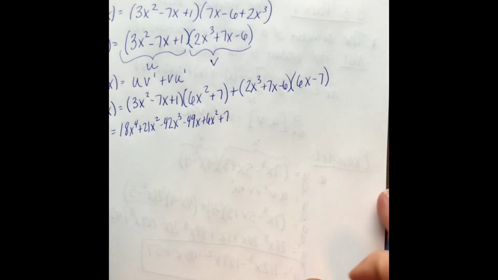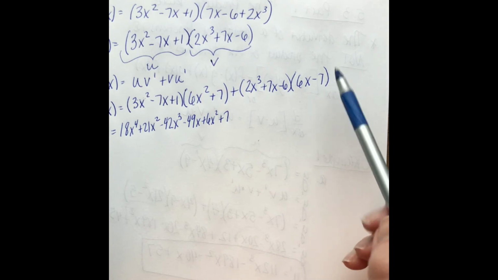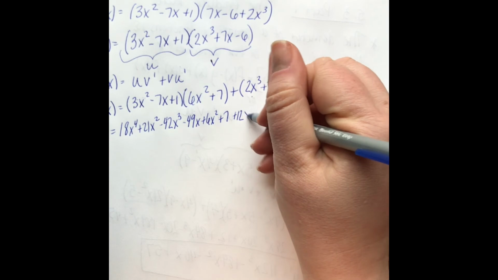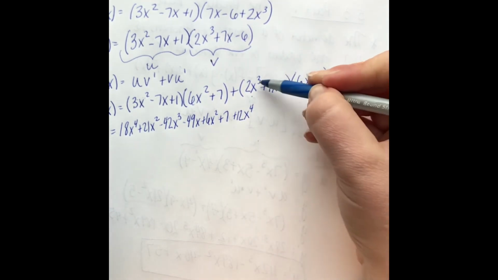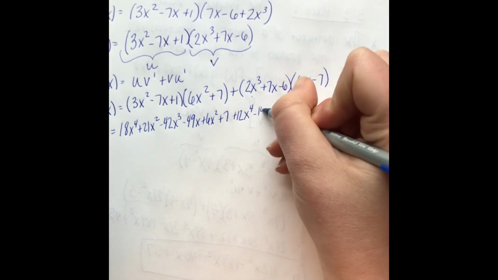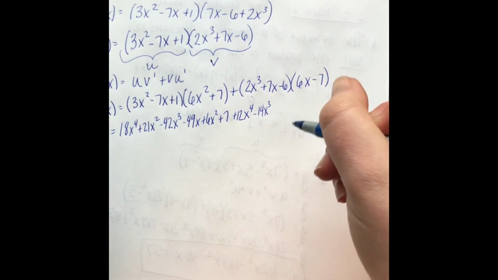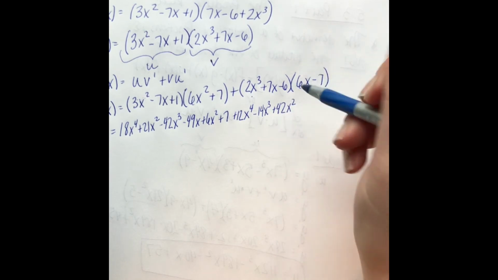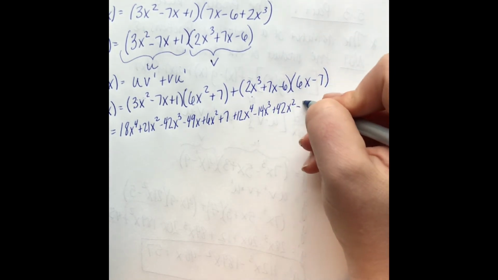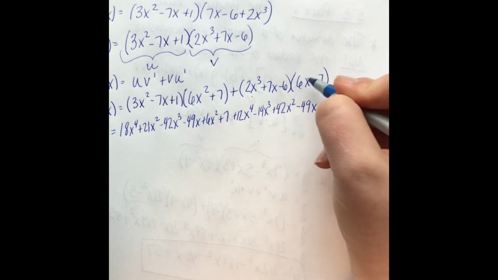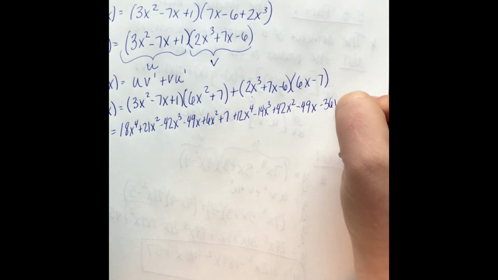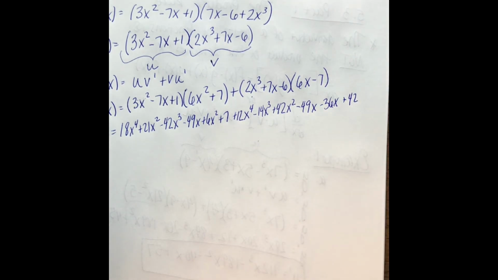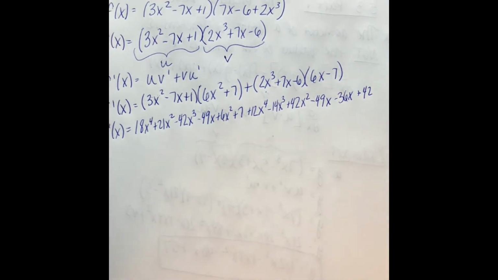Good. Now we're going to do the same idea over here. 2x cubed times 6x is going to be plus 12x to the 4th. 2x cubed times 7 is negative 14x to the power of 3. 7x times 6x is plus 42x squared. 7x times negative 7 is minus 49x. And negative 6 times 6x, negative 36x plus 42. And negative times a negative is a positive. Awesome. So now we're done with all of the hard work.